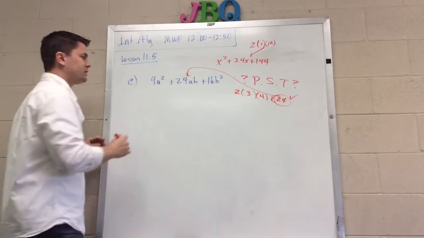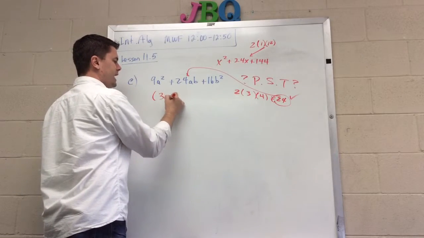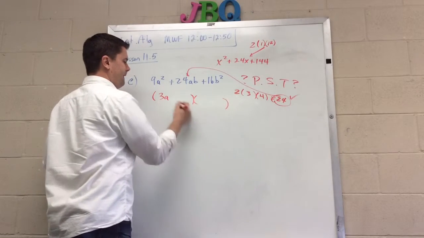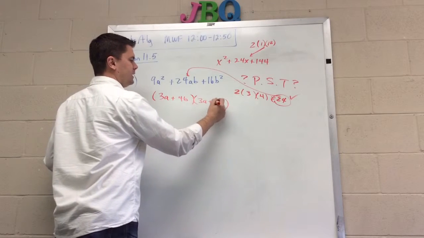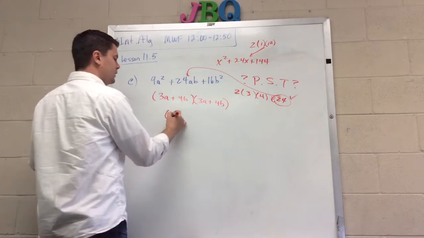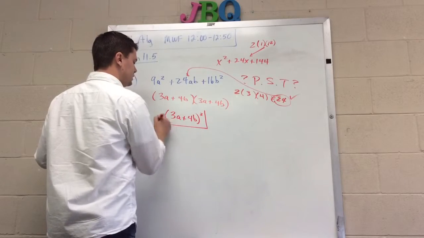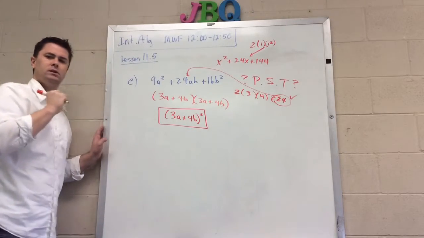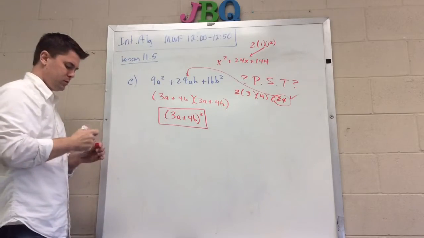So this will factor as, notice your signs, plus and plus. This will factor as 3a plus 4b times 3a plus 4b. But because those are the exact same, we can do 3a plus 4b parentheses squared. This is the factored form of this trinomial in blue.